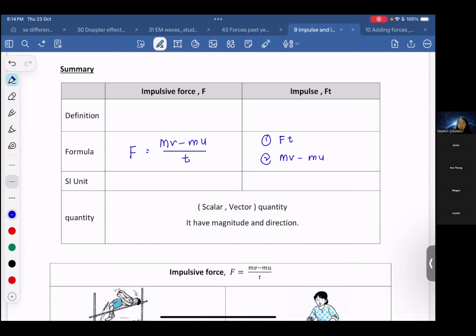From the formula, we can define. They might be asking you, what is impulsive force? So for the first one, impulsive force is the rate of change of momentum. Change of momentum actually is mv minus mu. Rate means per unit time.